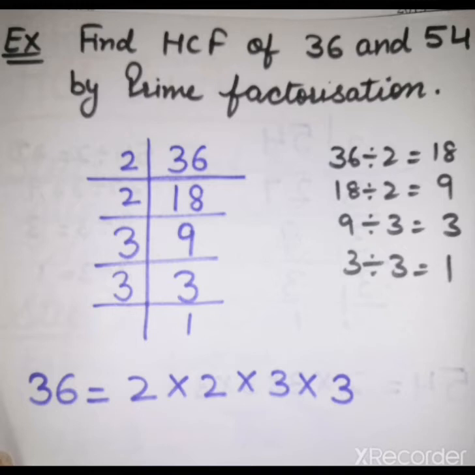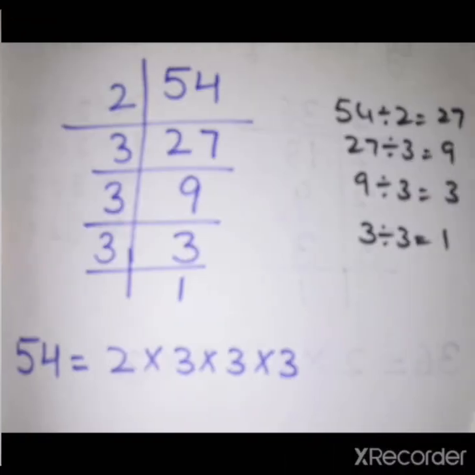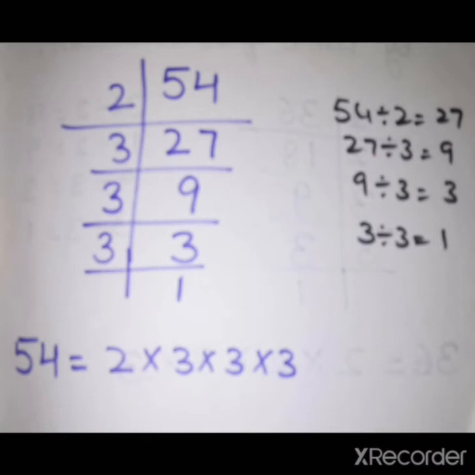Similarly students, we will find out the prime factors of 54. First of all, we will divide 54 by 2 and we get 27. Then we divide 27 by 3 because 27 is not divisible by 2. So we get 9. And then we divide 9 by 3. So we get 3. And then at last we divide 3 by 3 and we get 1. So prime factors of 54 are 2 into 3 into 3 into 3.